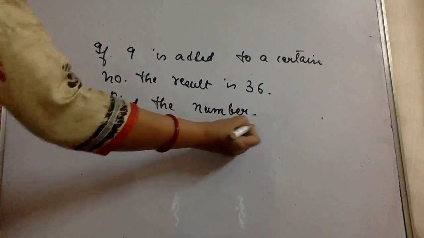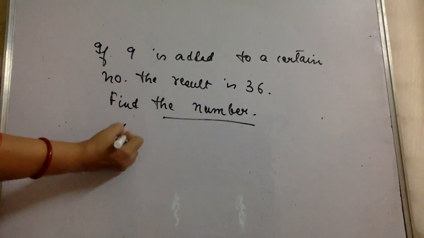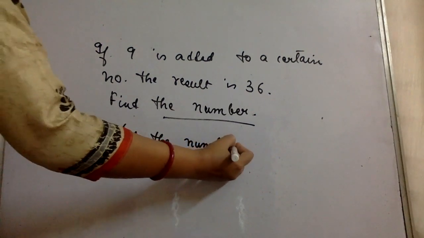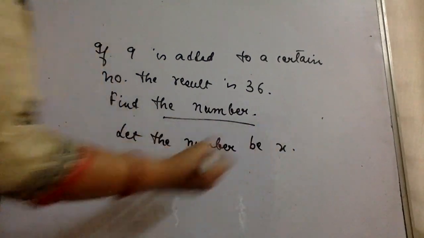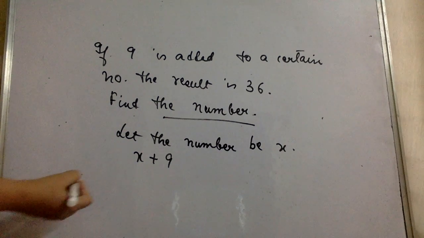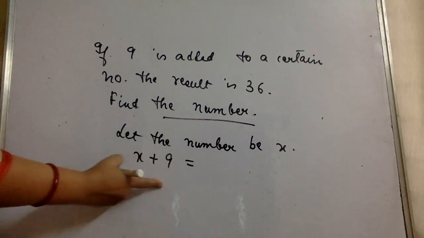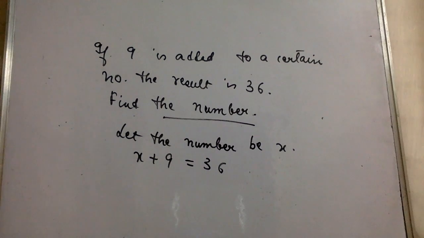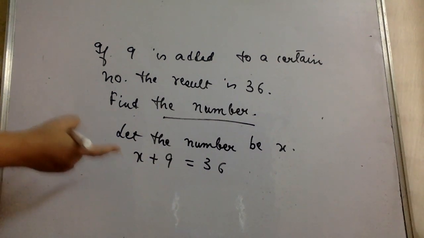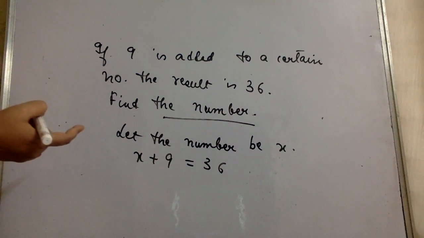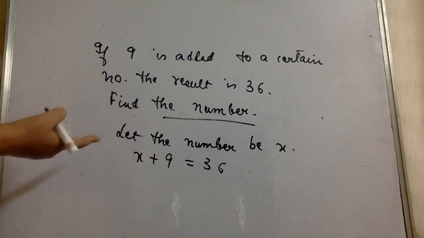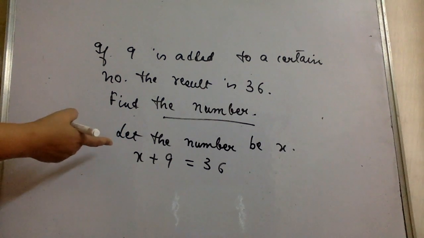Whenever we have an unknown number, let the number be x. Now 9 is added to that, x plus 9. The result is, that is equal to 36. Now this is a very simple linear equation, right? We have done this kind of problems before. So it is a simple transposition question.